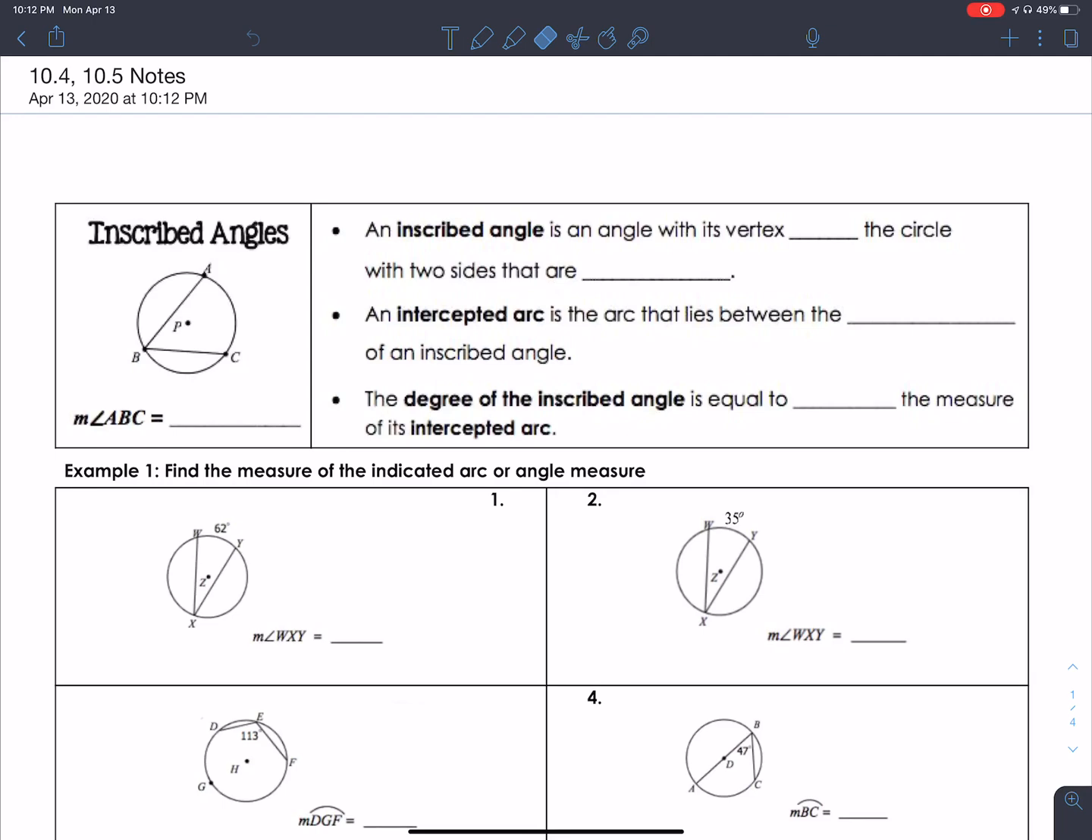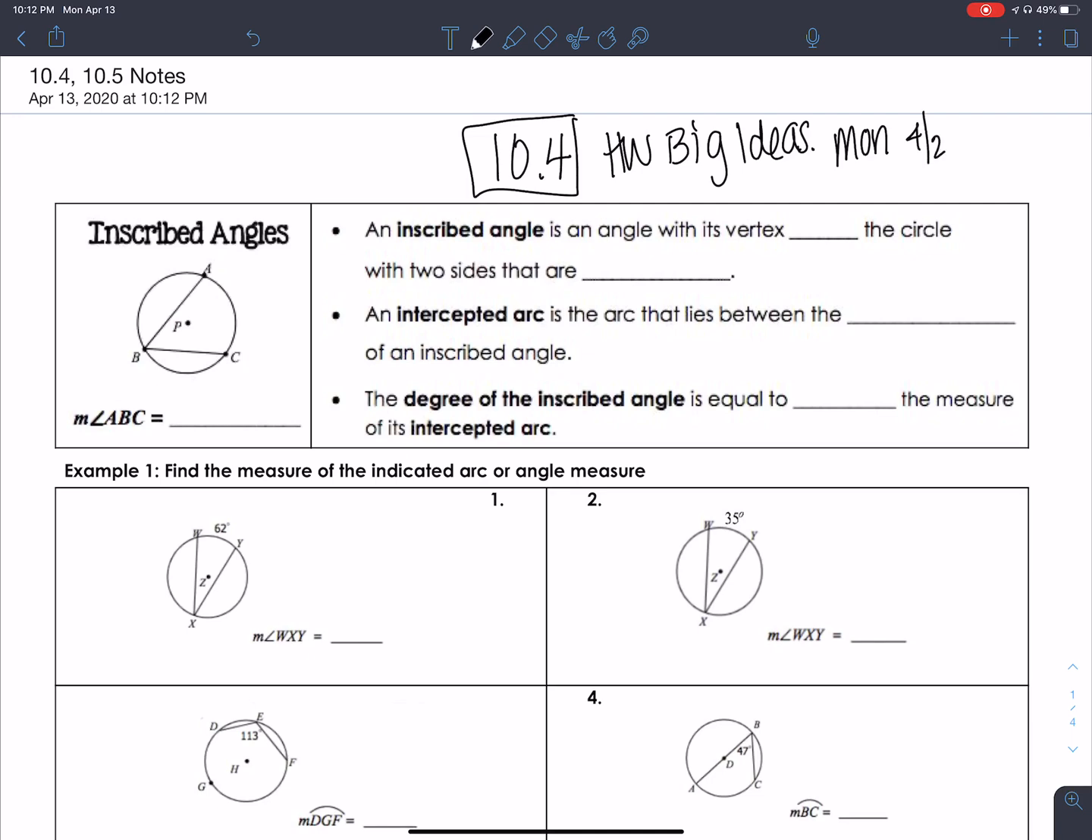All right, so we're going to talk about 10.4. Okay, and this homework is on Big Ideas. Okay, and it's due Monday, 4/20.